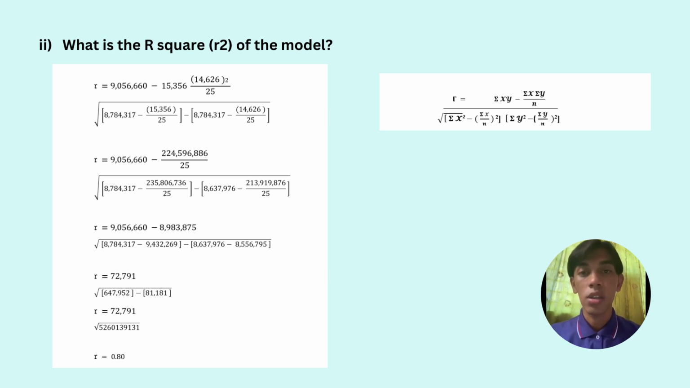So the correlation between maths and English scores shows a strong positive significance, which is 0.80. So I think that's all from our group presentation, and thank you.